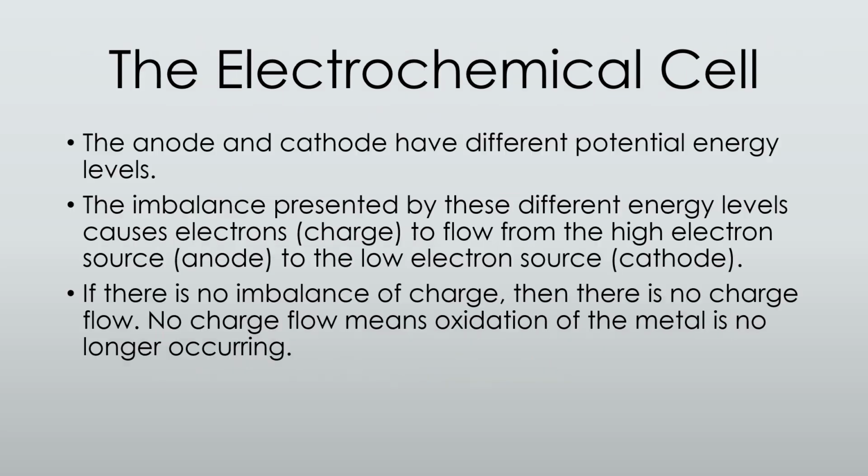So continuing on with the electrochemical cell, the anode and cathode have different potential energy levels. The imbalance presented by these energy levels causes electrons to flow from the high source to the low source. So the anode is the supplier of electrons and the cathode is the receiver of electrons. If there is no imbalance of charge, then there is no charge flow. No charge flow means oxidation of the metal is no longer occurring. Going back to our previous slide, oxidation occurs at the anode only.